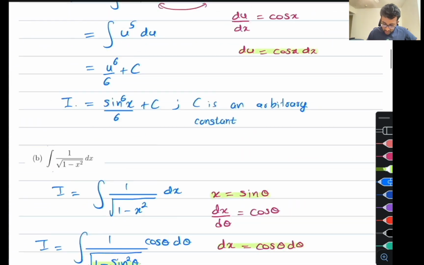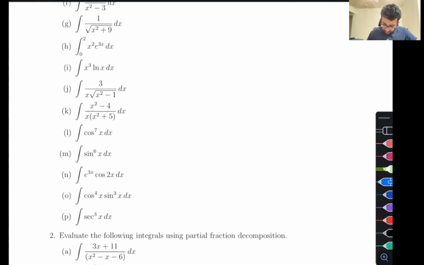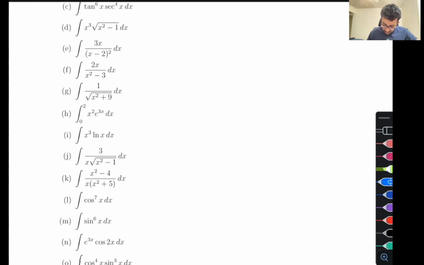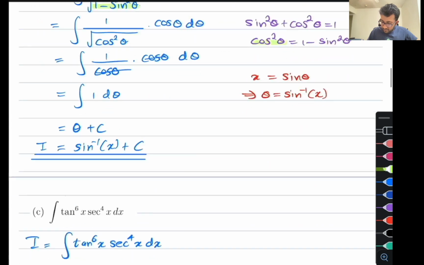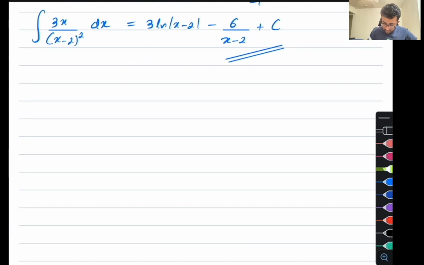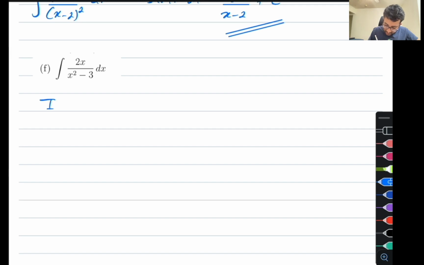Right, let's move into our next problem. Okay, it is the integral of 2x divided by x squared minus 3. Let's call this integral I. I is equal to the integral of 2x divided by x squared minus 3 dx, right?